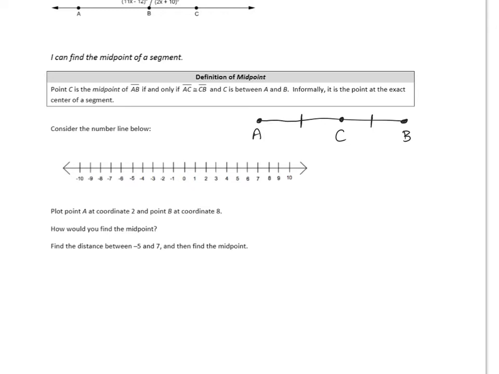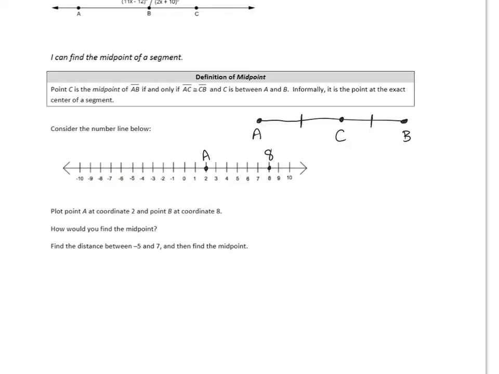Informally, it's the exact center. It's just halfway along the line. So let's take a look at this on a number line. If point A has a coordinate of 2, right here A, and point B has a coordinate of 8, I want you to find the midpoint. Well, there are a lot of ways to do this, right? You could count your ticks and see which one's in the middle.